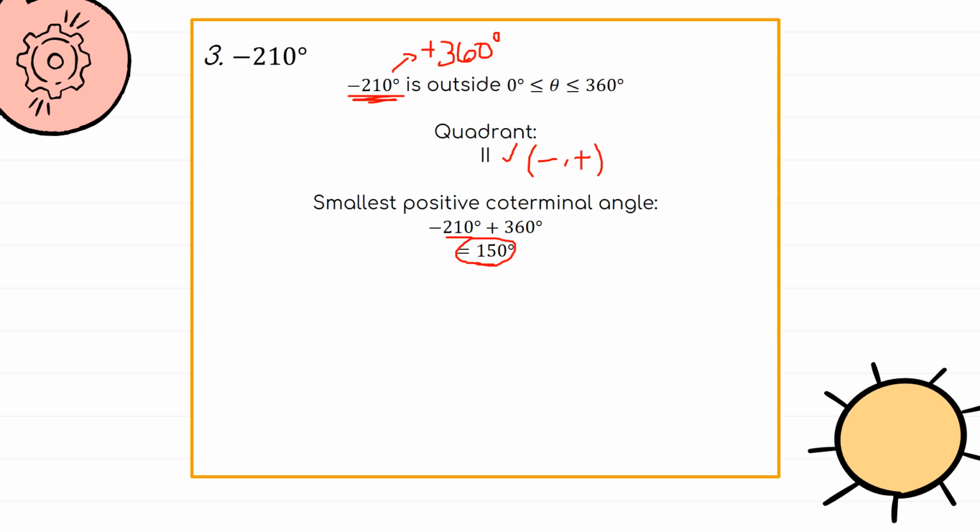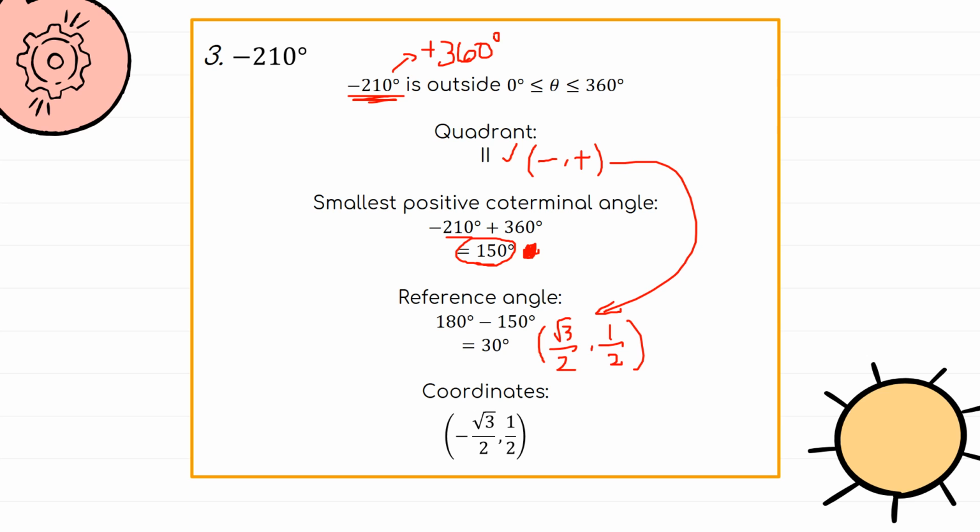Okay na tayo dyan. Now, next, yung 150 degrees natin, we have to find the reference angle. And since nasa second quadrant yan, if you would remember your pre-calculus, yung reference angle niyan, that's 180 minus 150 degrees. Ang sagot natin dyan ay 30 degrees. And if you would remember our special angles, ang coordinates ng 30 degrees ay square root of 3 over 2, 1/2. Ipasok natin si signs, we end up with this one as our answer. That's negative square root of 3 over 2, 1/2.